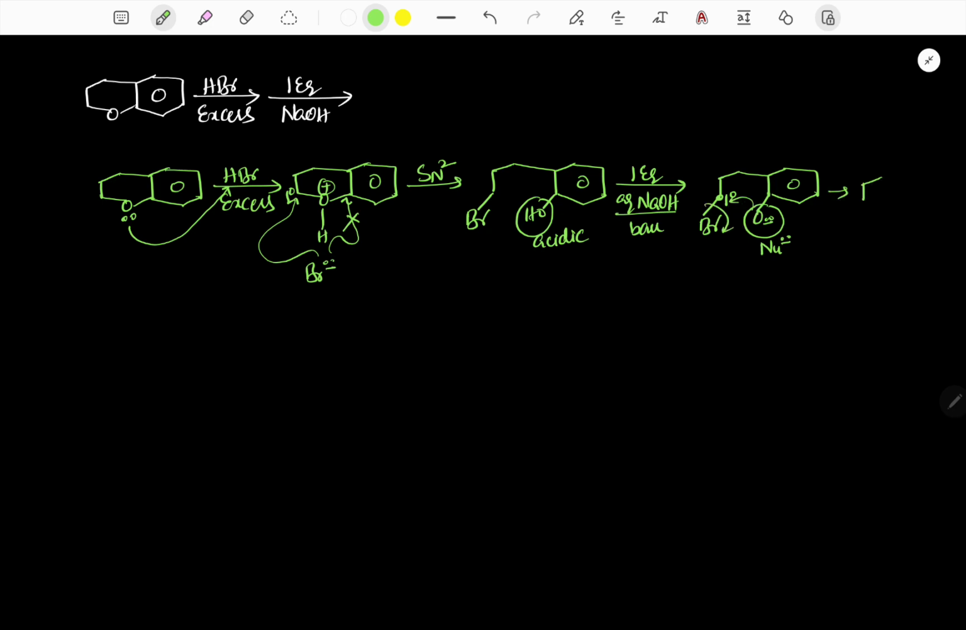Therefore it is an intra-Williamson ether synthesis. The product is an ether. So this is also an intra-Williamson ether synthesis. The first reaction is nucleophilic substitution. The second reaction is an acid-base reaction, followed by intra-SN2.